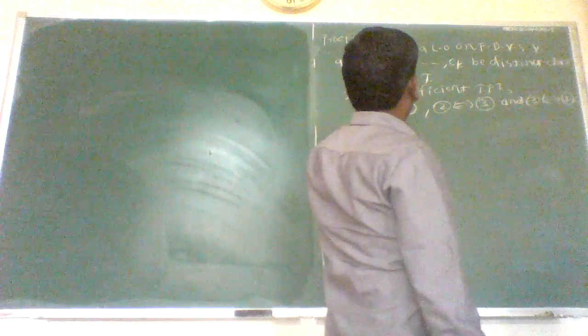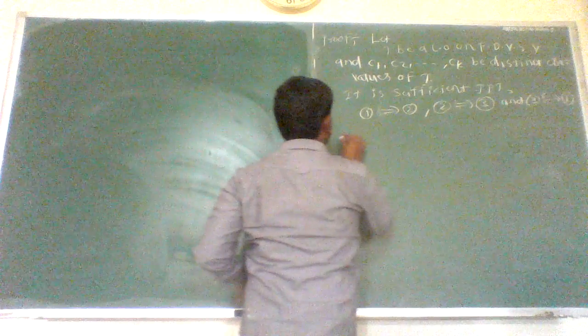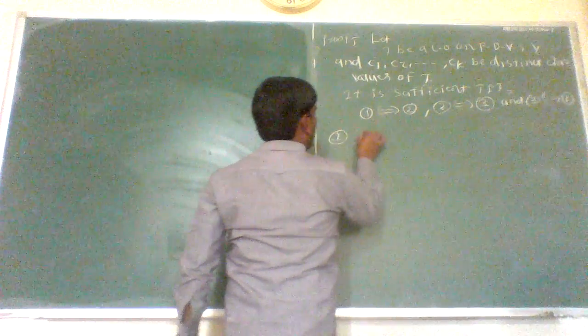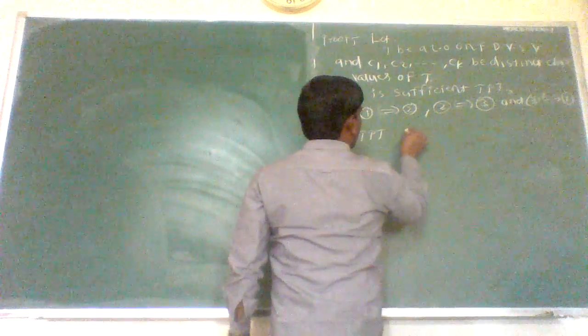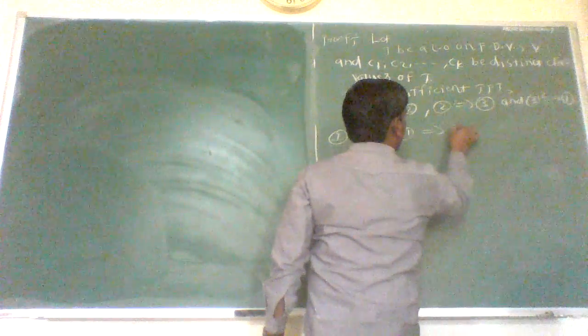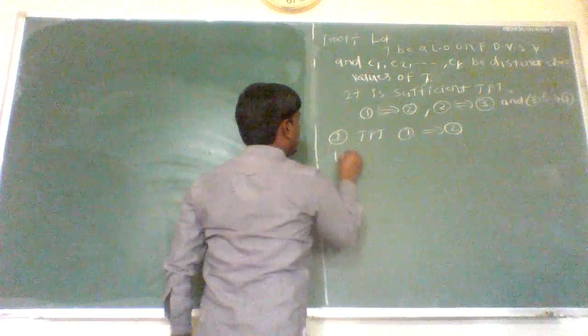Either we will prove 1 implies 2, 2 implies 3, and 3 implies 1, or 1 is implied by 2, 2 is implied by 3, and 3 is implied by 2. So first, we prove that 1 implies 2. Statement 1 says: let T be diagonalizable.